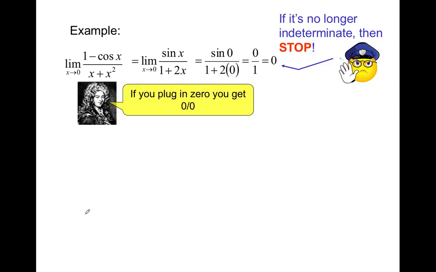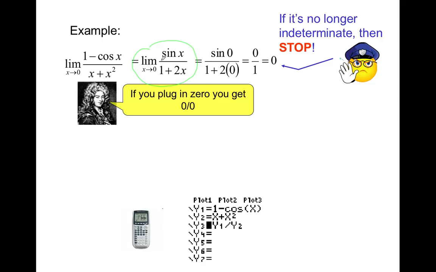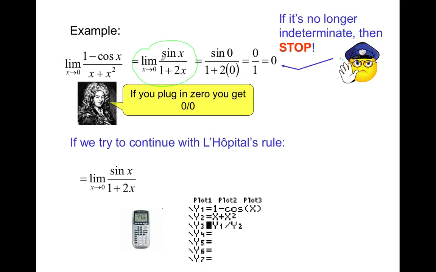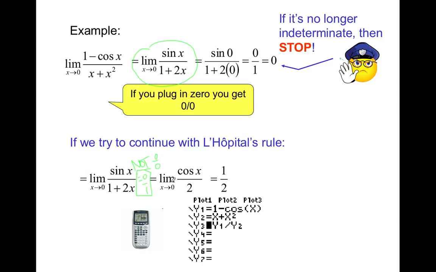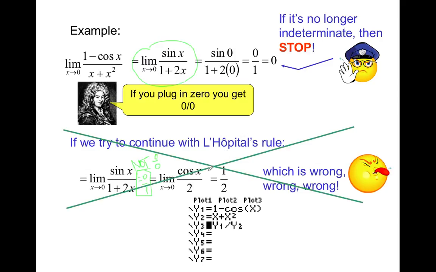Now I want to show you what happens when people get so psyched about L'Hopital that they keep going. What if I was indiscriminately saying, I just want to L'Hopital some more. So I wrote that down, sine x over 1 plus 2x, and I was like, I just want to L'Hopital again, and now I'll replug in. I replug in and I get a half. But the problem is that this was 0 over 1, which was not indeterminate. So I could go ahead and do L'Hopital, but I get nonsense out of it.